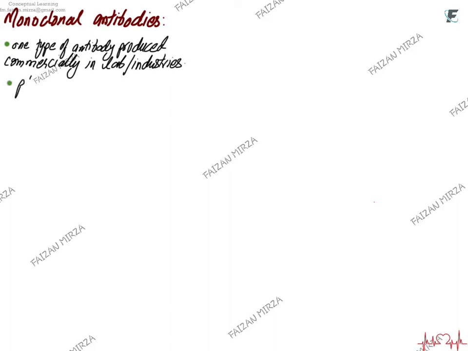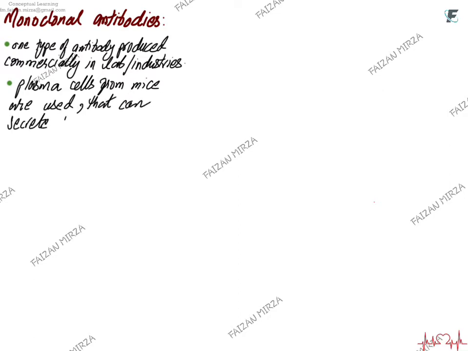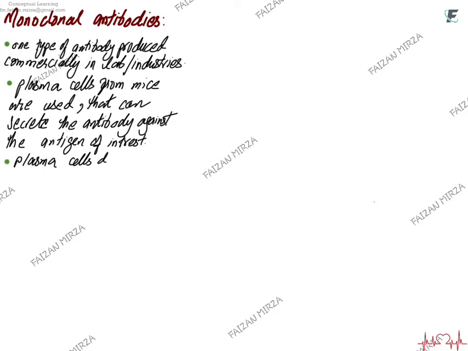We are discussing monoclonal antibodies. Monoclonal antibodies are one type of antibody which are produced on a commercial scale, on a large scale, in a lab or in an industry. Plasma cells from mice are used, and these plasma cells are those which can secrete the antibody against the antigen which we are interested in. And these cells are collected from the spleen of the mice.